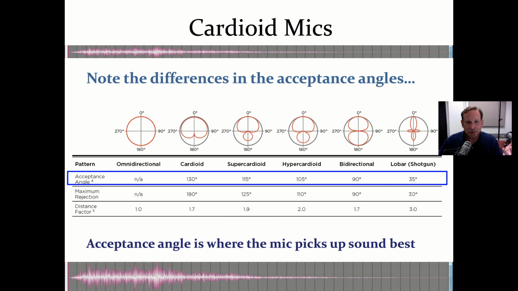And hypercardioid at 105, bidirectional is directly in front, directly in back. So having some sense of these is helpful when you're thinking about placing mics and working with mics that have different pickup patterns.